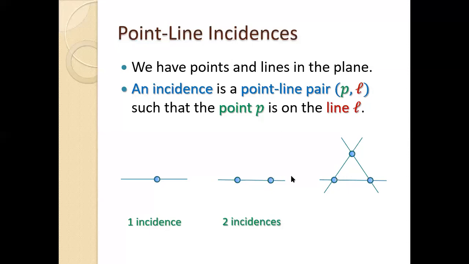So we do have 6 here. Why is the answer 6? Because this point forms 2 incidences. It's on 2 lines. This point forms 2 incidences. It's on 2 lines. And the same here. So 2 plus 2 plus 2, that's 6. Is that okay? If this is not clear why we have 6, let me know. It's important that we have the basics right. Each point forms 2 incidences, so it's 6. Okay?